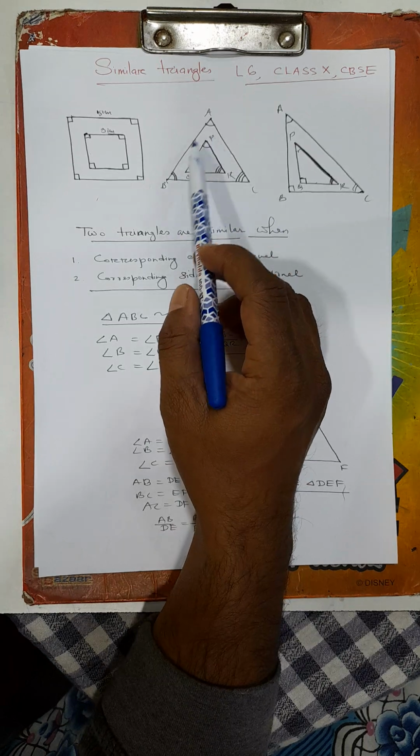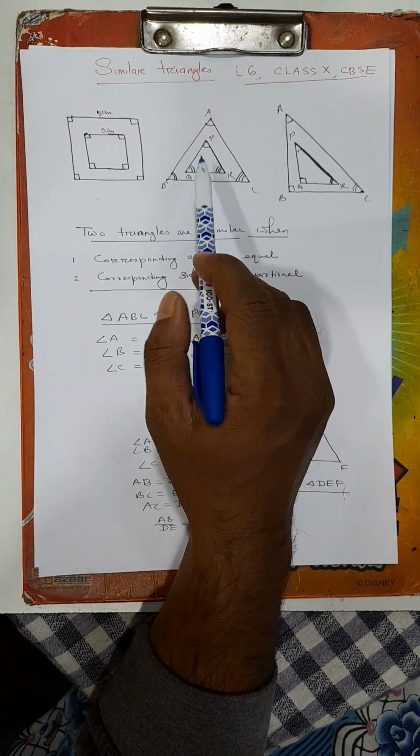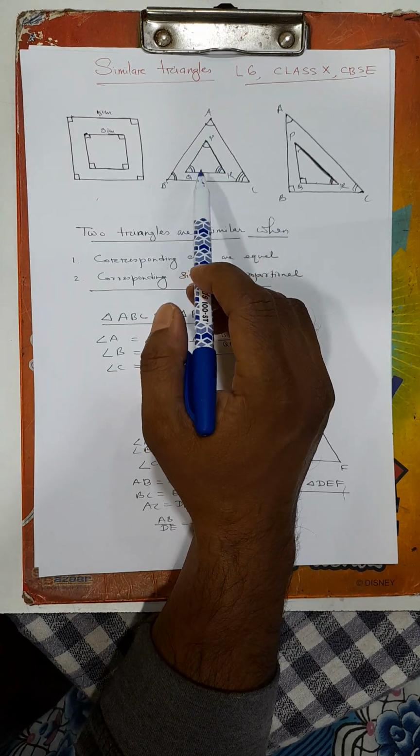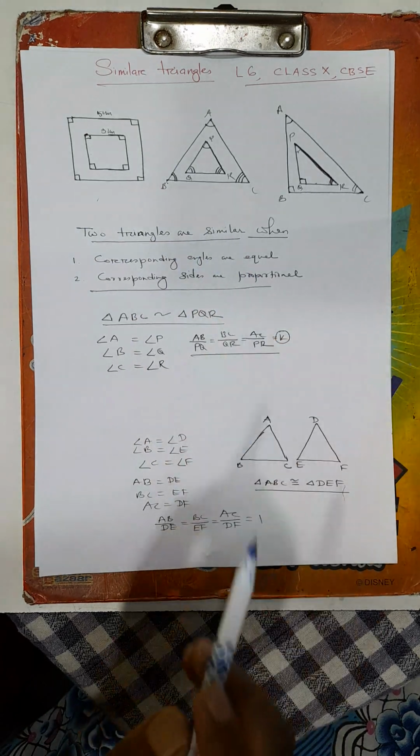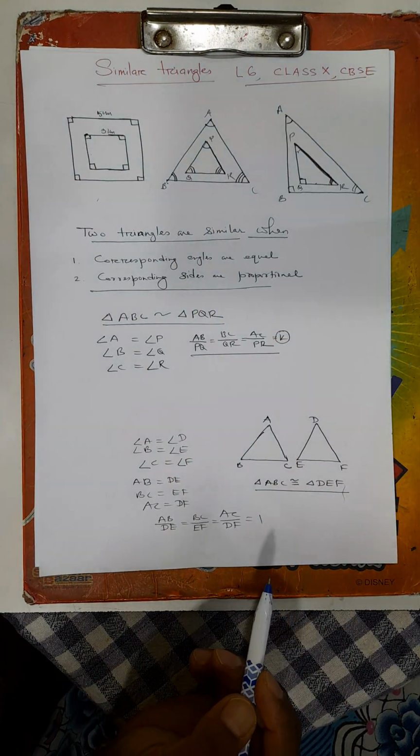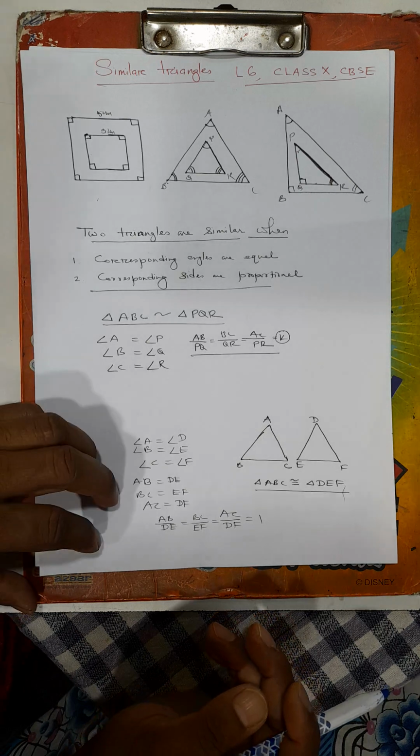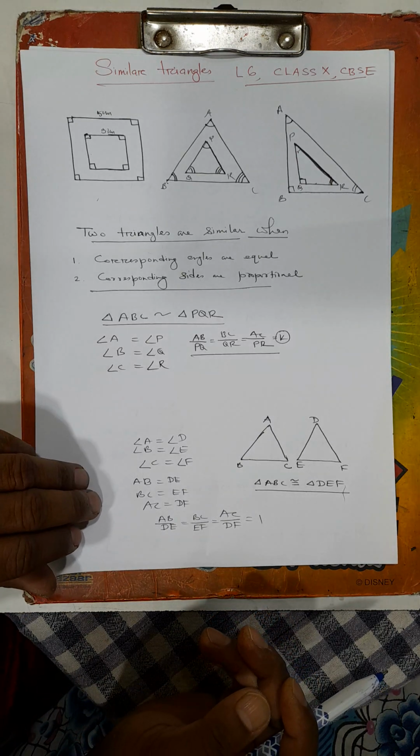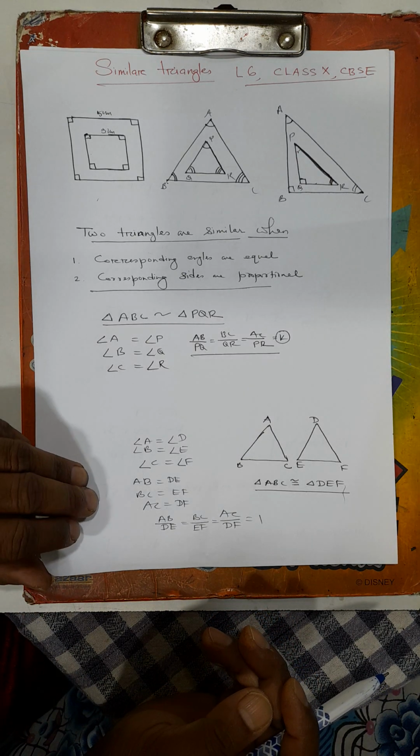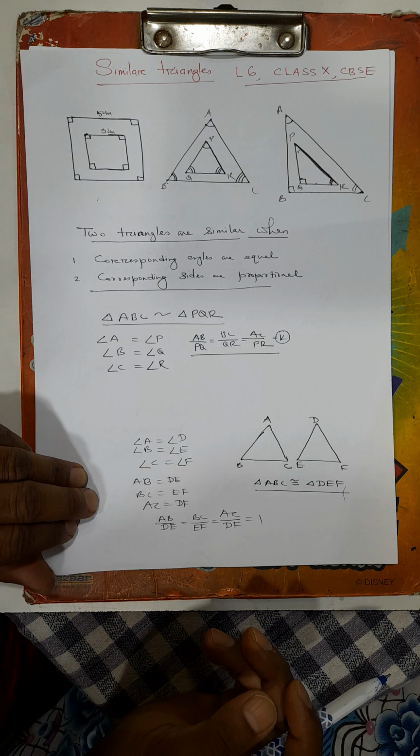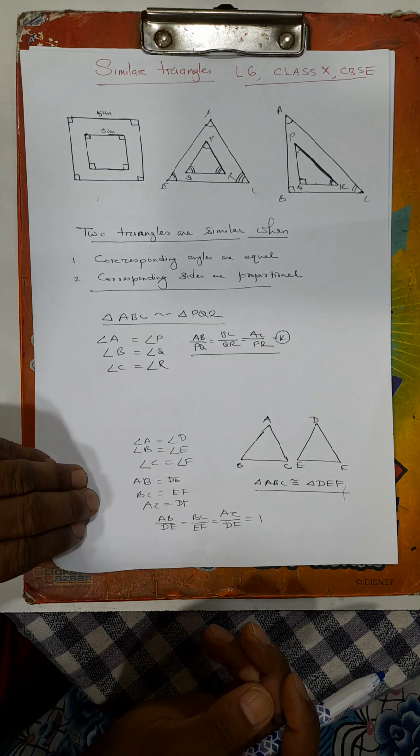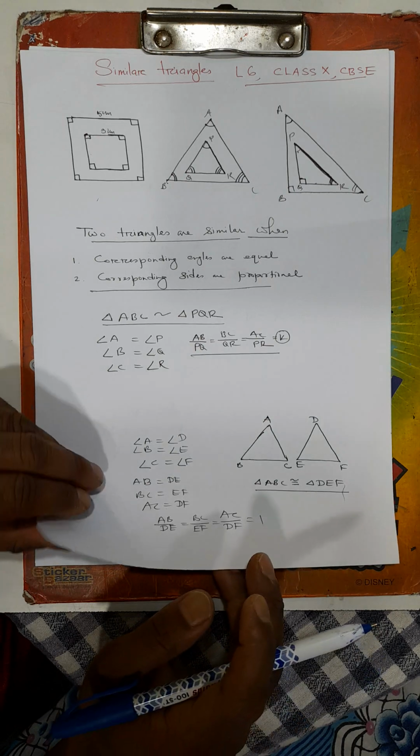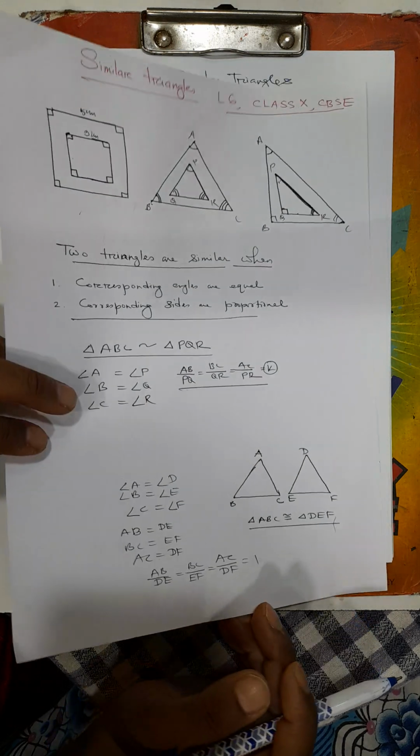For example, these two triangles are similar, but they are not congruent. One triangle is smaller than the other, right? So congruent triangles are similar, but similar triangles may not be congruent. Now, before discussing the criteria for similarity of triangles, we will discuss a few proportionality theorems here.